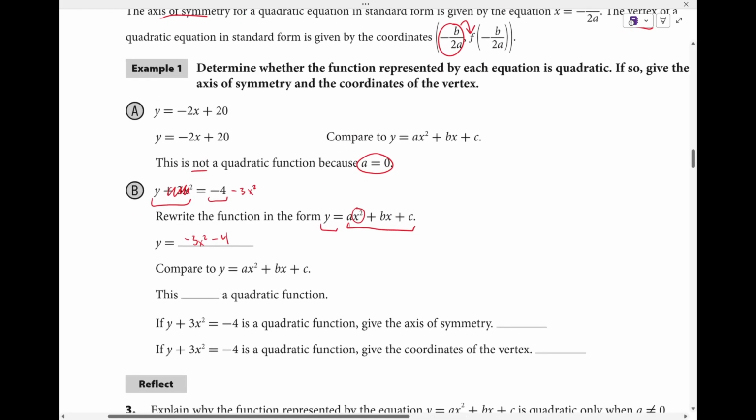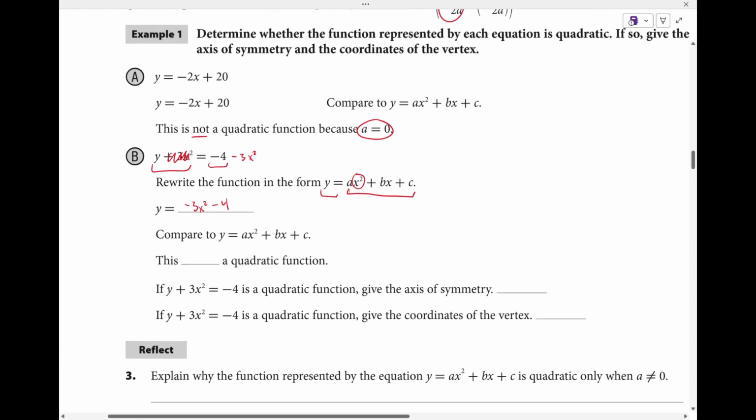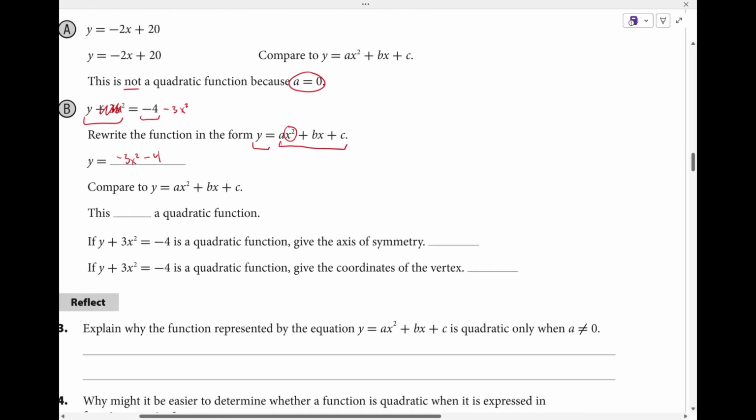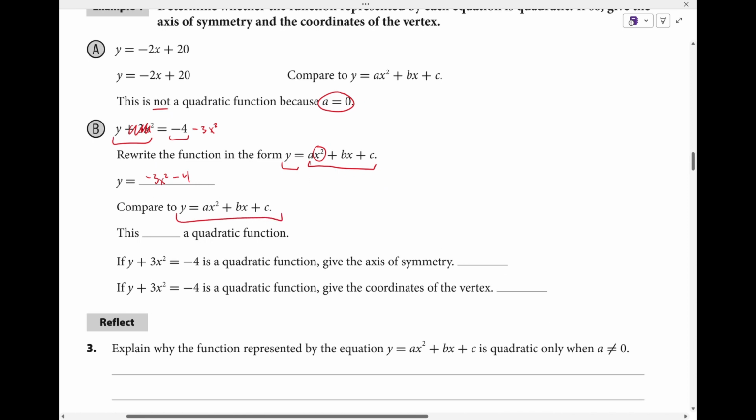Alright, now we got a polynomial in standard form. We're going to compare this to this form. Sorry, y equals that. And we want to know if it's a quadratic function. Well, it has the x squared term, so basically, yes, we're good. It is a quadratic function.